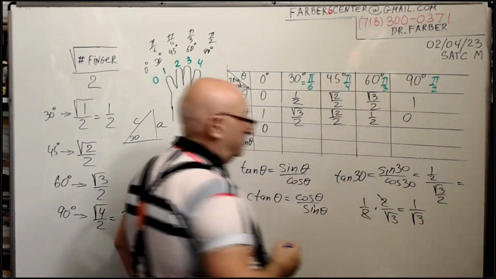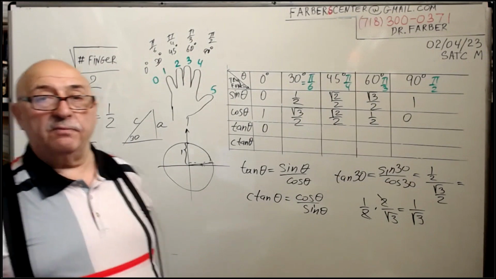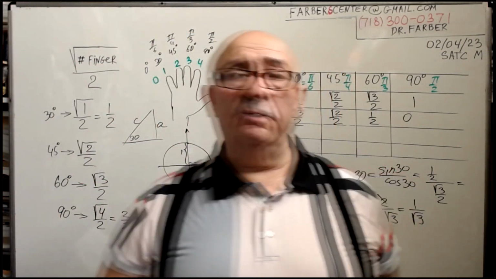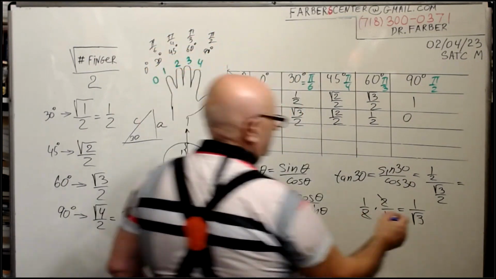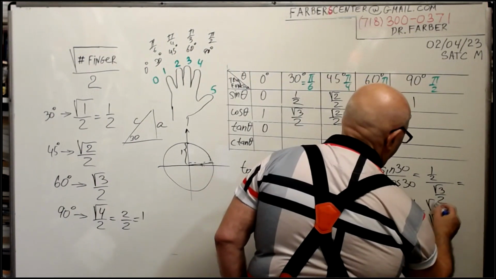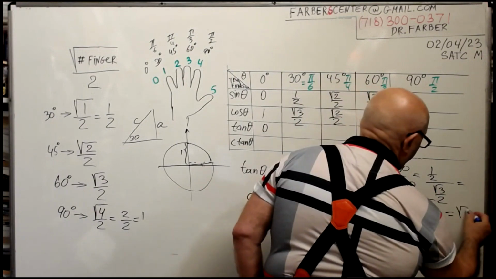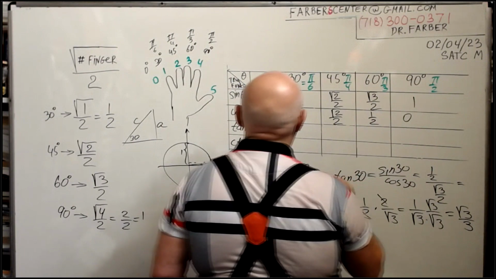This is not nice. It is not normalized. Never ever have complex numbers and radicals in denominator. You have to normalize. How to normalize? Get rid of this denominator radicals. Square root of 3 times square root of 3. This and this. And you get square root of 3 over 3.